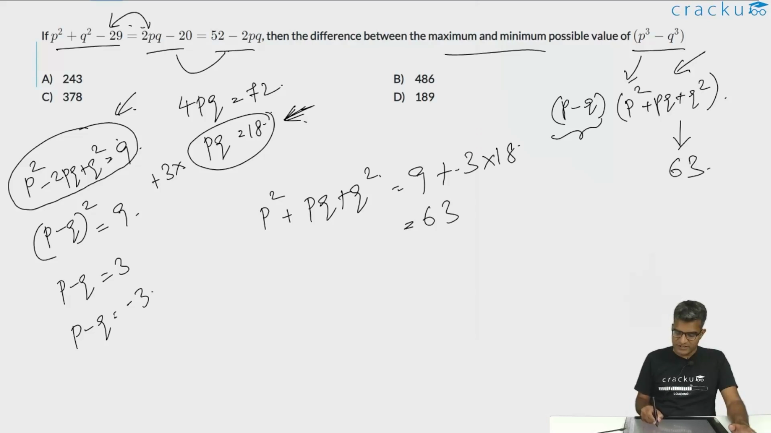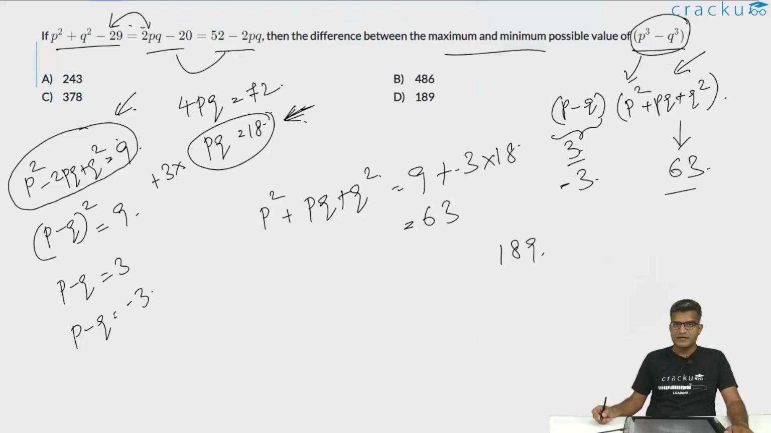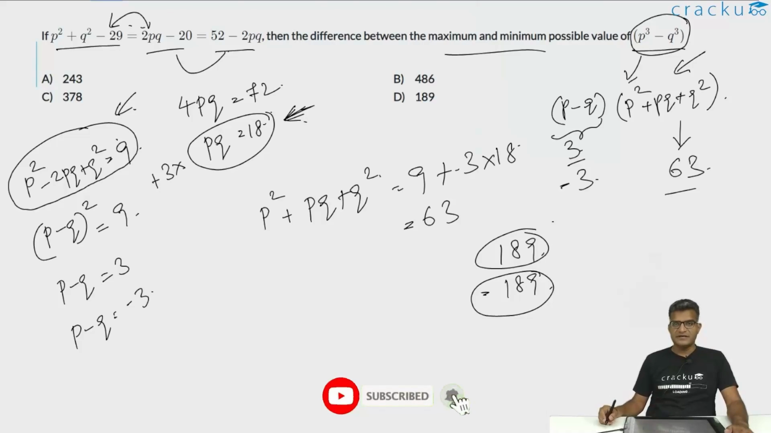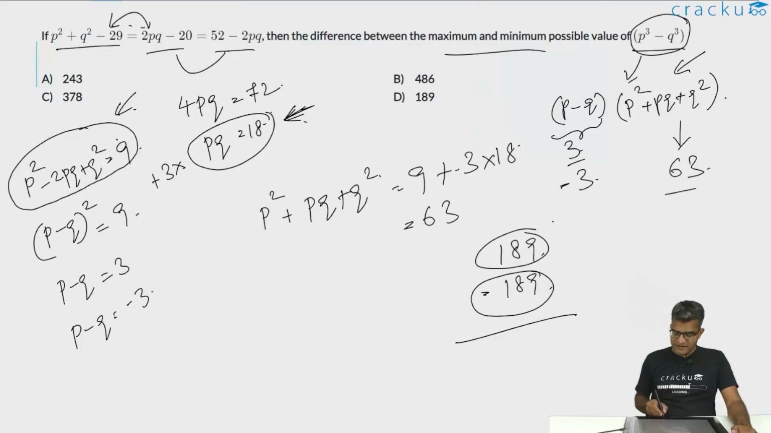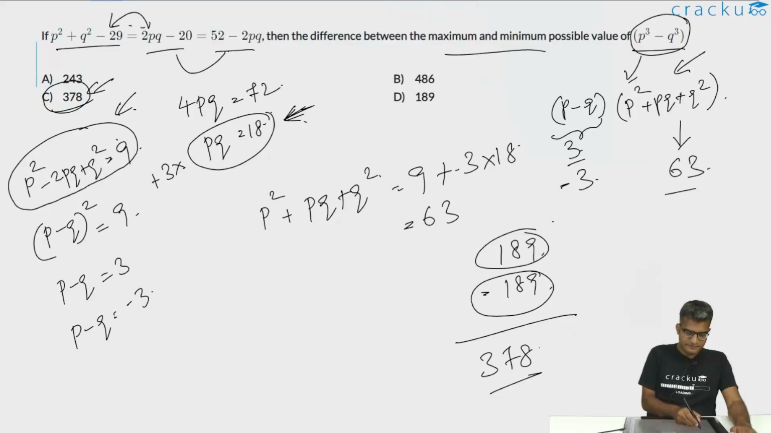P minus Q is either equal to plus 3 or it is equal to minus 3. So the value of P cube minus Q cube is either equal to 189, which is 3 into 63, or it is equal to minus 189. The difference between these two is equal to 378. So the answer for this question is option C.